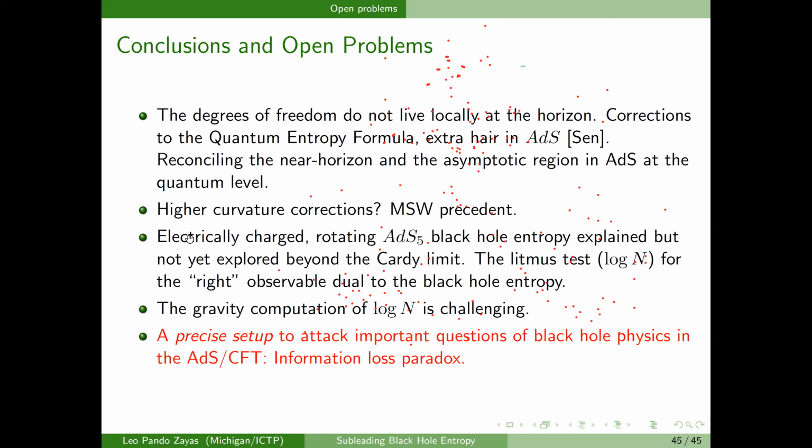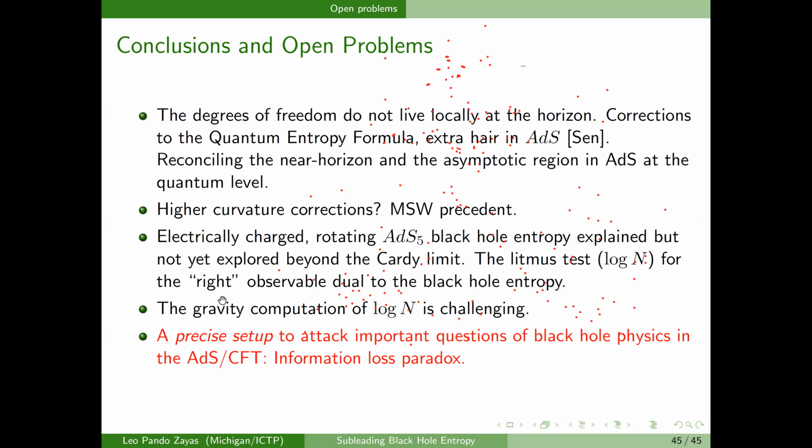And more interestingly, which is what I'm working on right now, the electrically charged rotating AdS5 black hole entropy. People have checked, okay, yes, this explains the entropy, but I don't think it has been explored deeper. There were a number of papers this week describing that, and I think that's the spirit. We have this litmus test, this very important test. We have an answer, and we want to make sure that all the answers agree, or if they don't agree, why. We will understand what is the right observable for the dual black hole entropy.